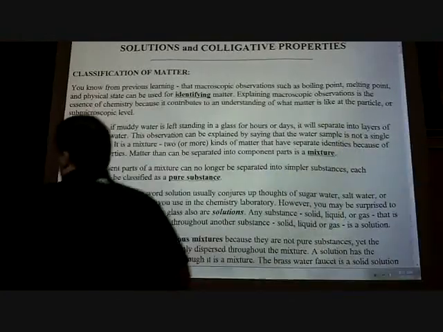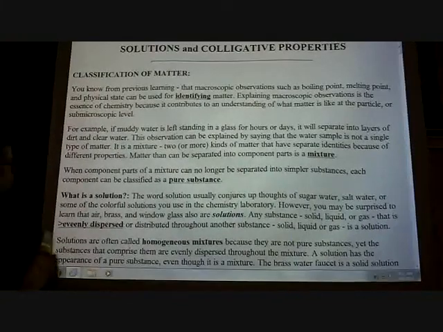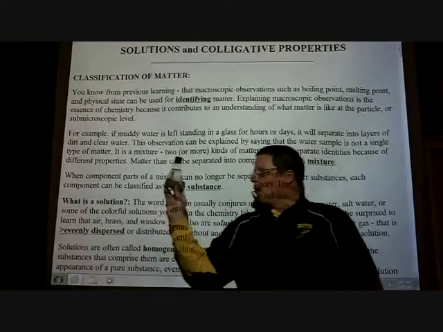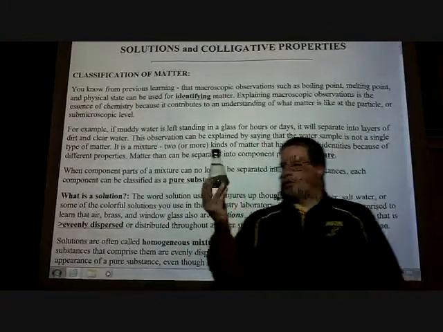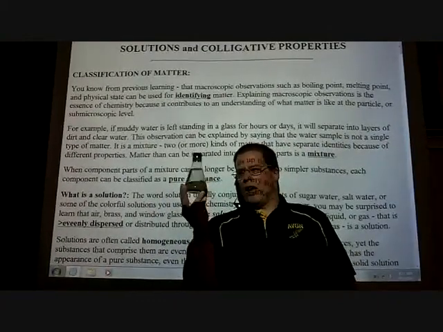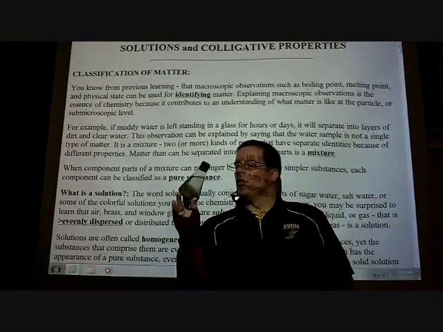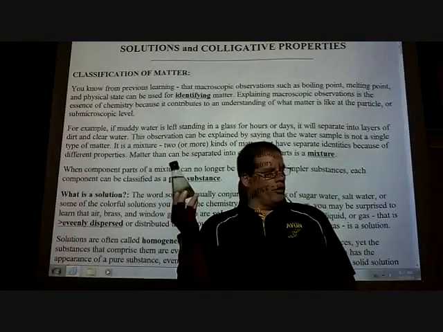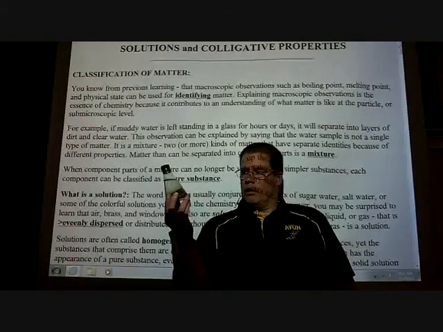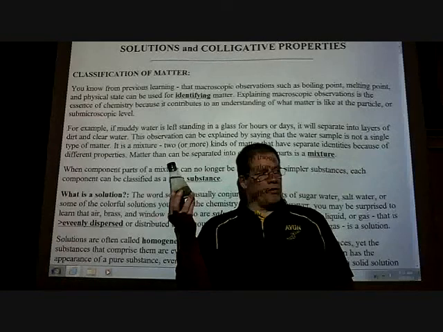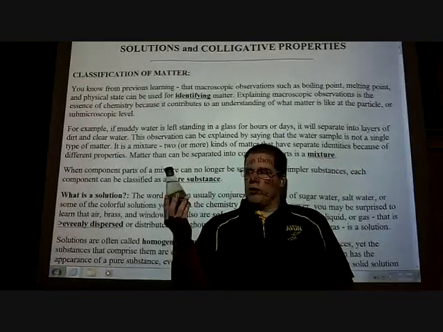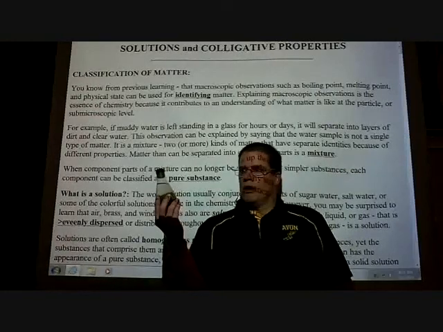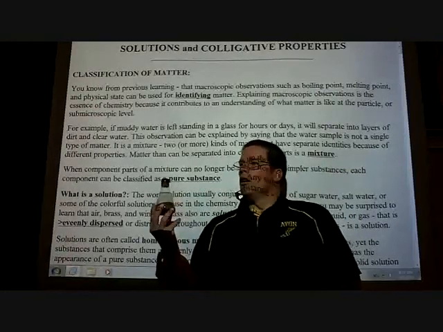I don't know if you remember from back in the day when we talked about it. So here's an example where I have this Erlenmeyer flask, and it has some sand and water in there. Is this a solution or a mixture? And before we go too much further, what is the definition of a solution? What's that? It's something dissolved.